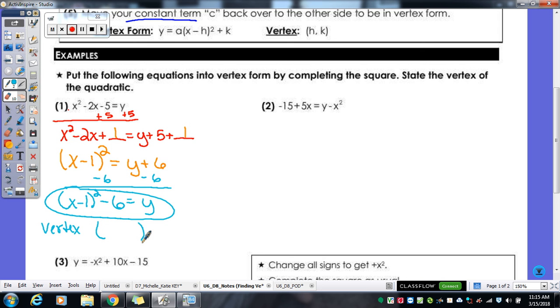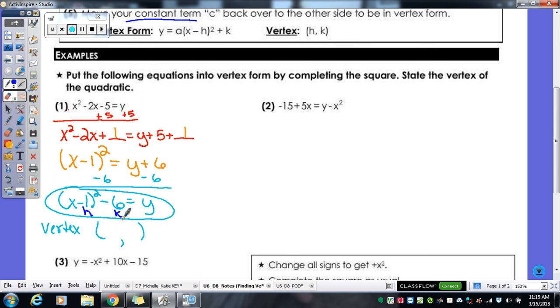The other thing our directions told us to do was to actually state what the vertex of our parabola was. So what you have to remember, we refer to these letters as h and k because there's already an x and a y in there, so they couldn't use those letters again. They use h and k.